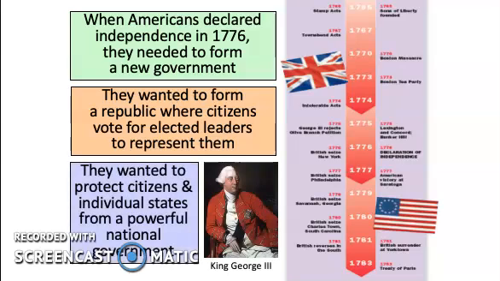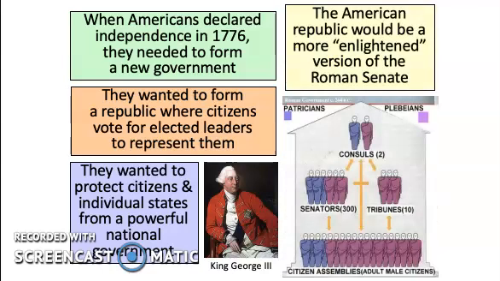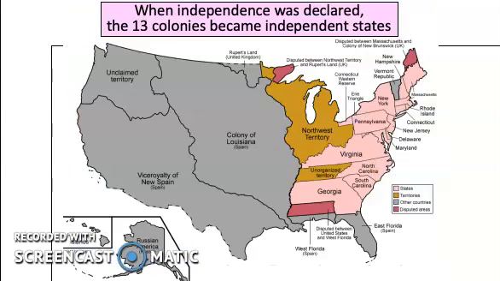What we really wanted to get away from was the type of government under King George III, where we had this tyrannical monarch that had all of the power and all of the control. And we especially wanted to try and protect citizens and the individual states from a very powerful national government. And we wanted to base a lot of this on the enlightened version of the Roman Senate.